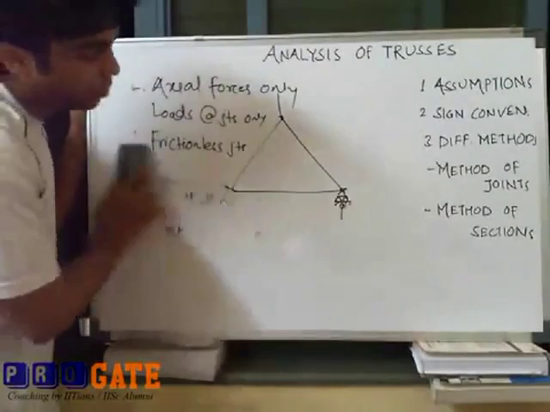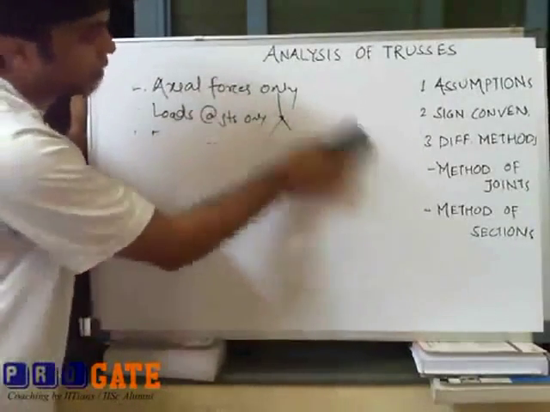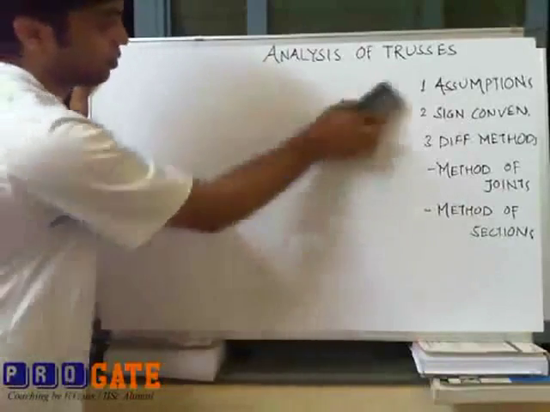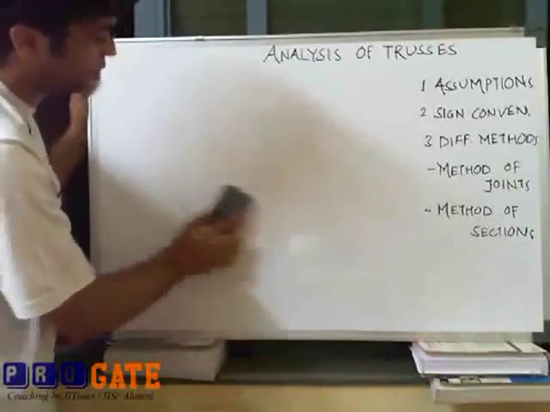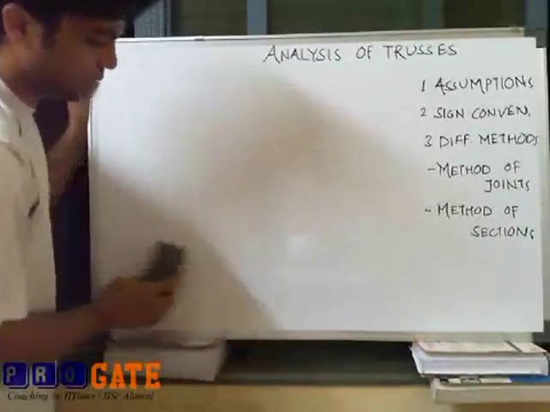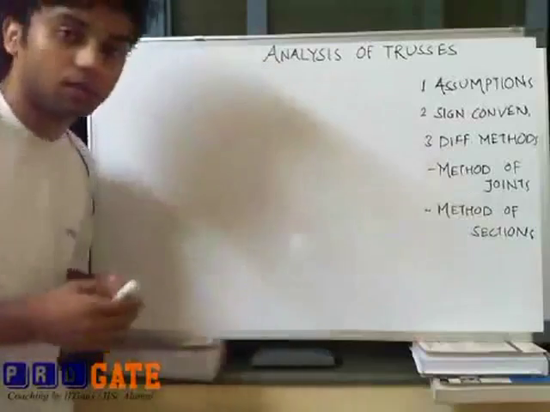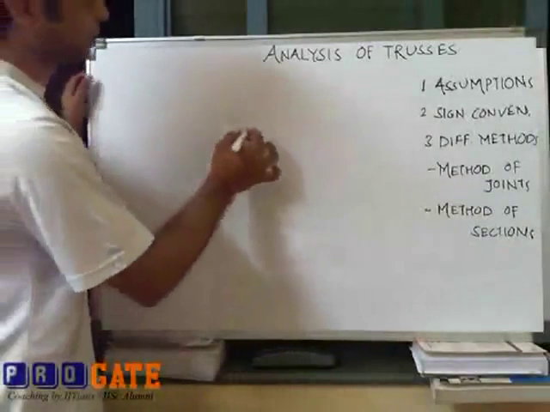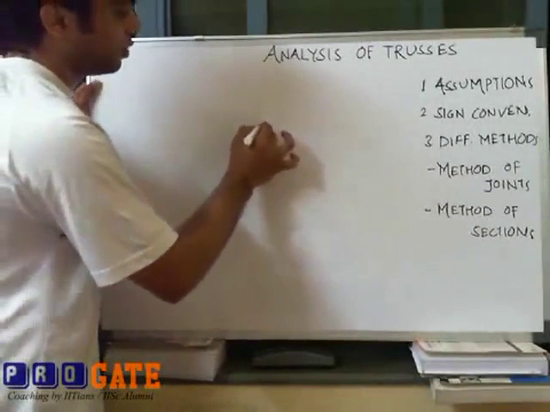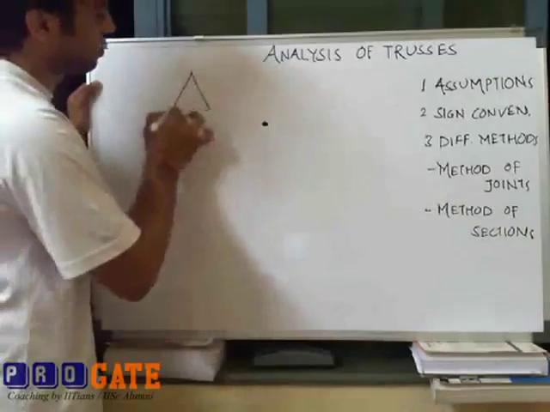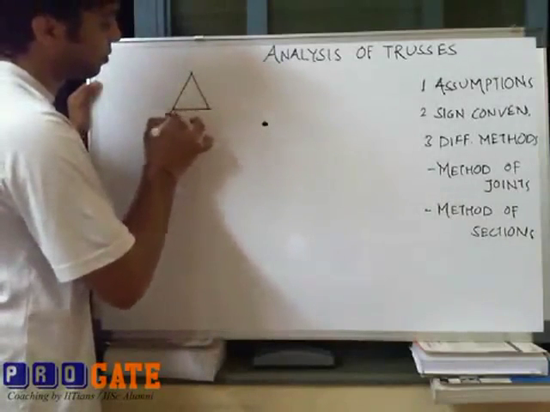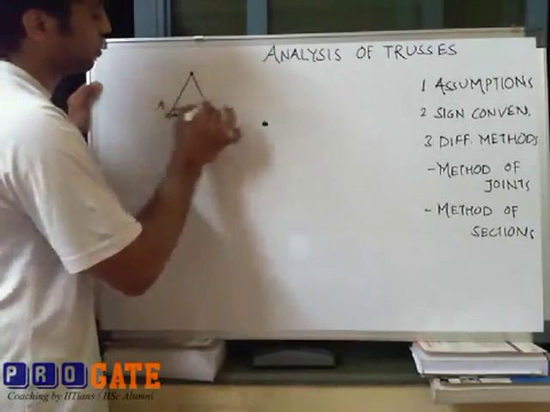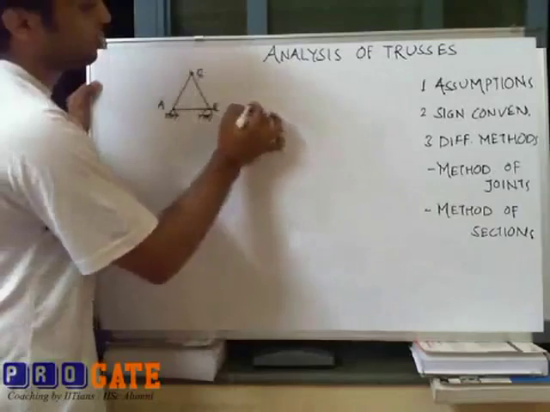Okay, now we will move on to the second point in this lecture, that is sign conventions. So what system will we follow to decide what is the nature of force that a member is carrying? See, particularly in truss structures, consider a joint A, consider joint C.